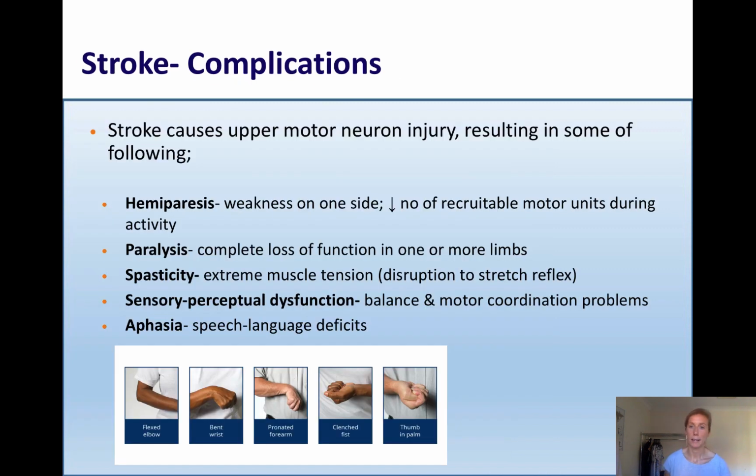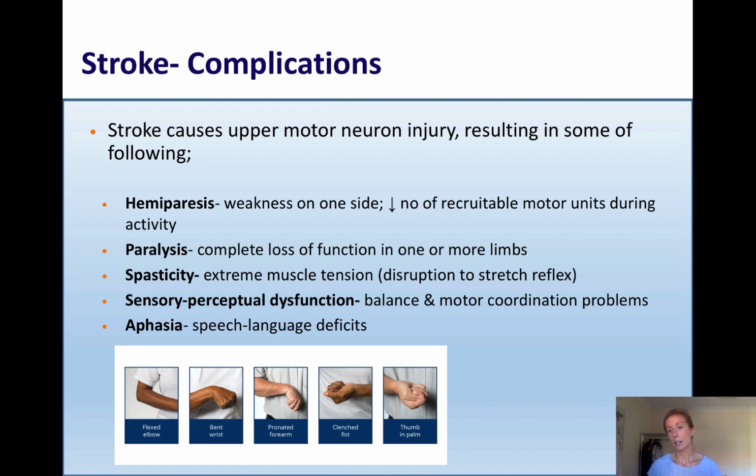So what are some of the complications following a stroke? Ultimately, stroke causes upper motor neuron injury, okay? So that results in some of the following. Hemiparesis, so this is basically weakness on one side of the body. It ultimately reduces the number of recruitable motor units during activity, okay?